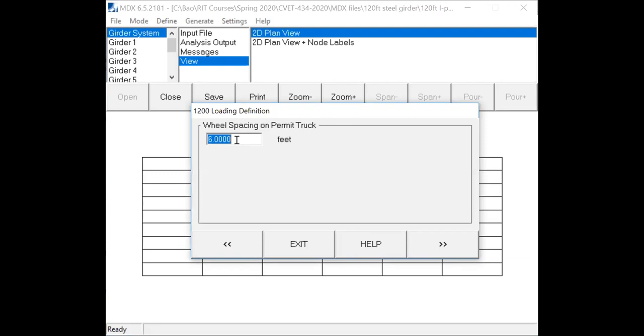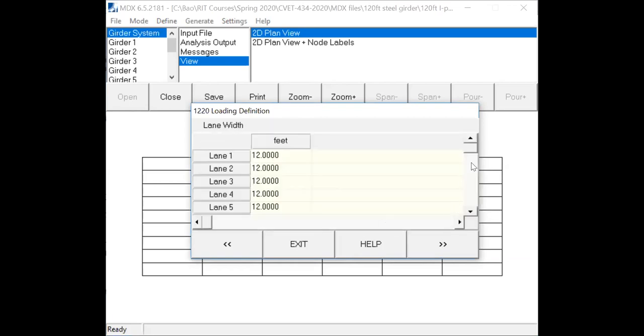Then we have the wheel spacing is 6 foot. And define lanes, we have 7 lanes. Okay, so we use the clear roadway 84 divided by 12. And no unloaded lanes represents median. So we assume that in the future it's possible the median will be removed and the bridge widened. So for design, we need to consider future widening. And go to next. The lane width 12, 12, 12, that's good.